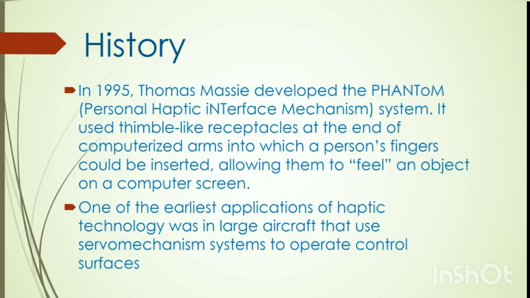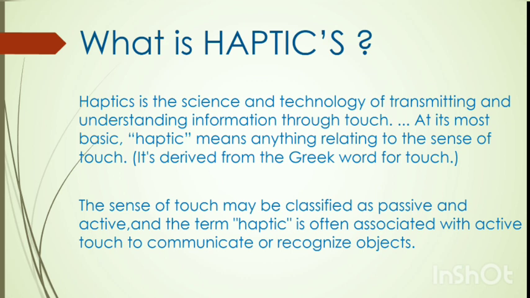Thomas Massie in 1995 developed the Phantom, a personal haptic interface mechanism. It used thimble-like receptacles at the end of computerized arms into which a person's fingers could be inserted, allowing them to feel an object on a computer screen. One of the earliest applications of haptic technology was in large aircraft that used a servo mechanism system to operate control surfaces. So now let's move to the main topic.